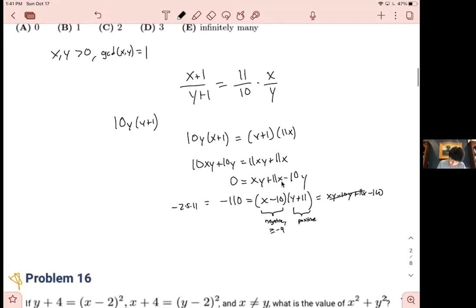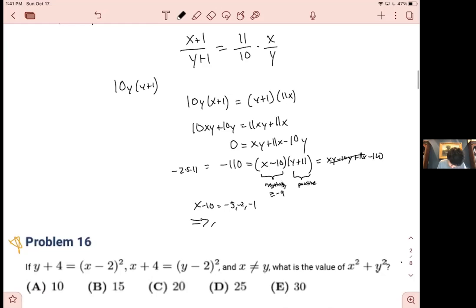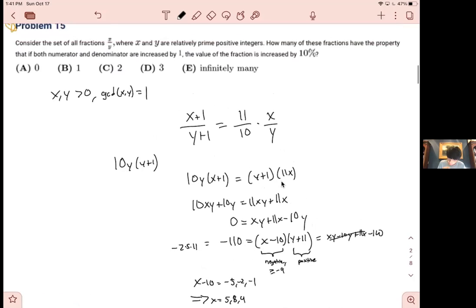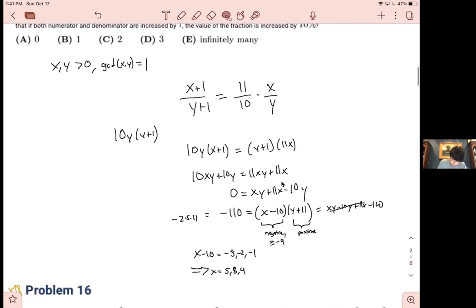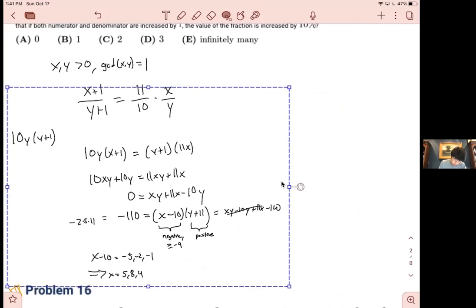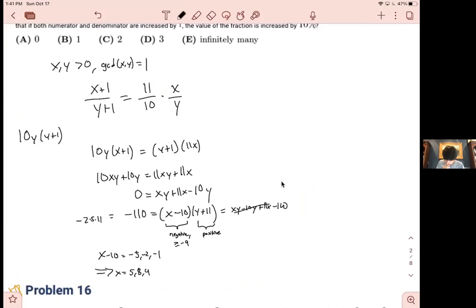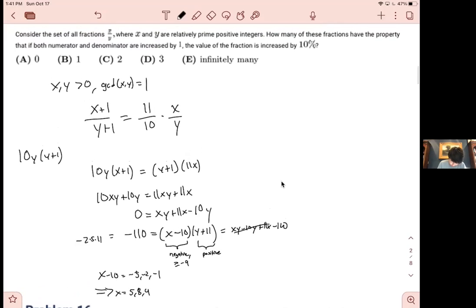So that means that based on that, x minus 10 can equal negative 5, negative 2, or negative 1. Those are the only values which are negative and divide 110. The others don't work, which means that x equals 5, 8, or 9. And so you may be tempted to immediately just say, oh, the answer is 3. But you still have to plug it back in.